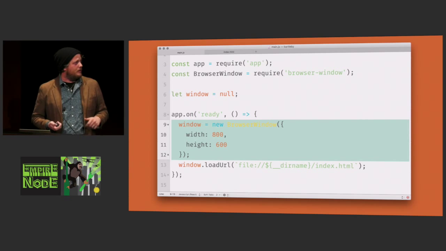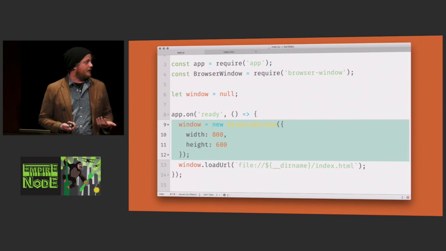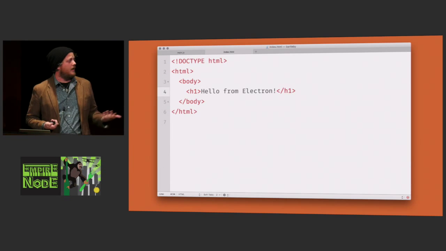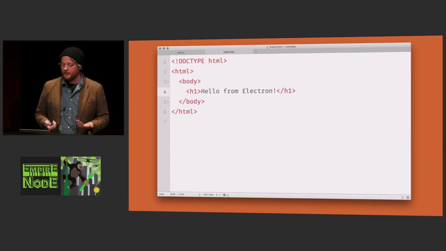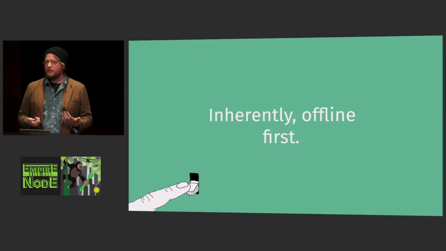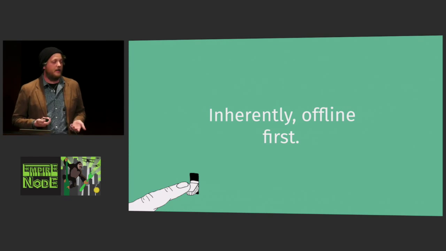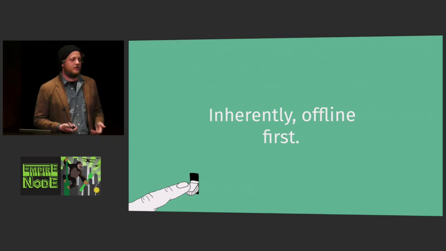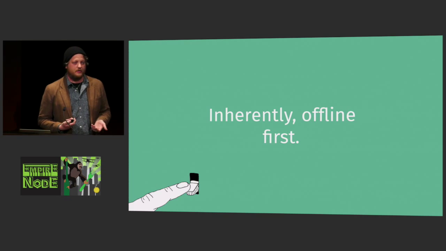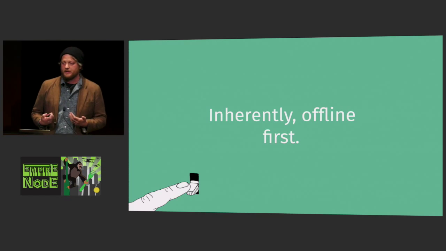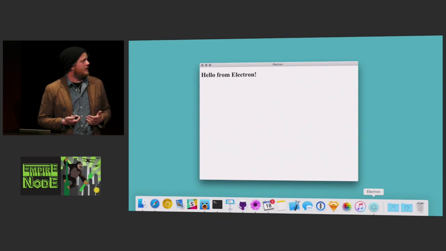Window load URL will actually go ahead and find a URL and load. In this case, we want something loaded from the file system. And this is basically our app at this point, right? It's an HTML file that we're going to load up. But because we're loading our own HTML file that's bundled with our application, it does mean that our applications are inherently offline first, right? We can build applications that will load a basic version of the app, and then if we needed to grab external resources, we could do that using the browser's built-in online detection abilities.